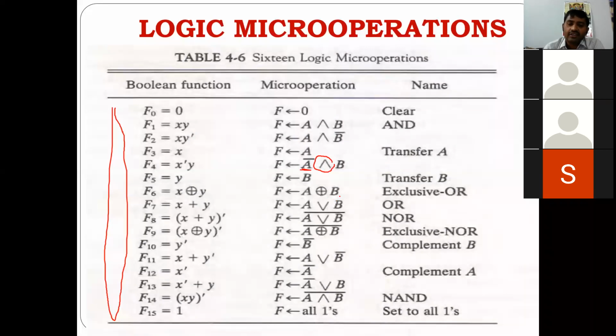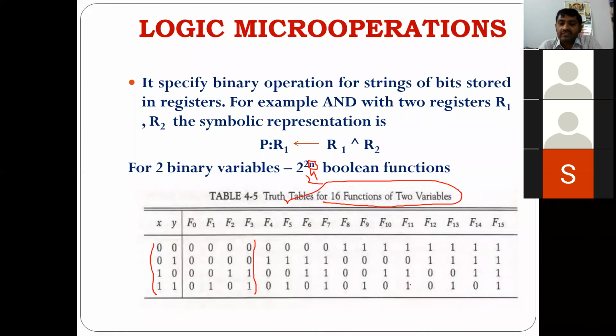Like that, it is not compulsory. You can take any. He has taken A exclusive OR. You can take exclusive NOR also. Here he has taken exclusive NOR and complement B, complement X. Whatever you take, you take. No need to stick to exactly this table only. The only thing is that you need to show 16 Boolean functions. Understood? That is what logic micro operations are.